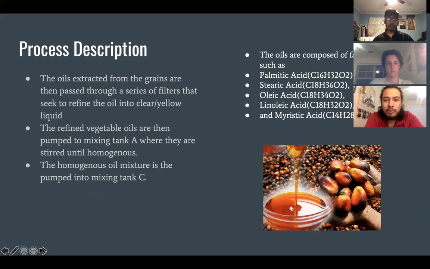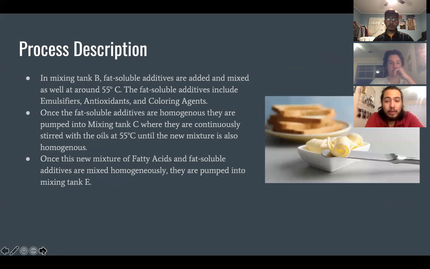The oils themselves are composed of fatty acids, primarily palmitic acid, stearic acid, oleic acid, linoleic acid, and a trace amount of myristic acid. In a different tank, mixing tank B, fat-soluble additives are added and mixed together at around 55 degrees Celsius. The fat-soluble additives include emulsifiers like lecithin, antioxidants like BHA, or butylated hydroxyanisole, and BHT, which is butylated hydroxytoluene, and our main coloring agent, which is beta carotene, which gives the margarine its distinct yellowish tint.